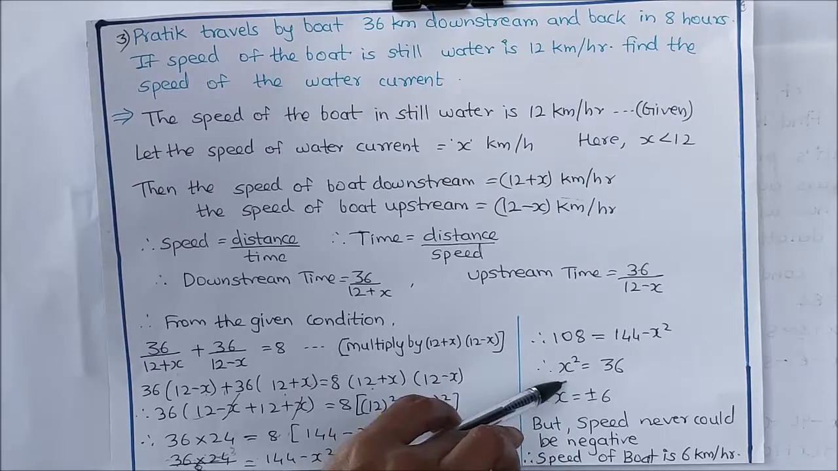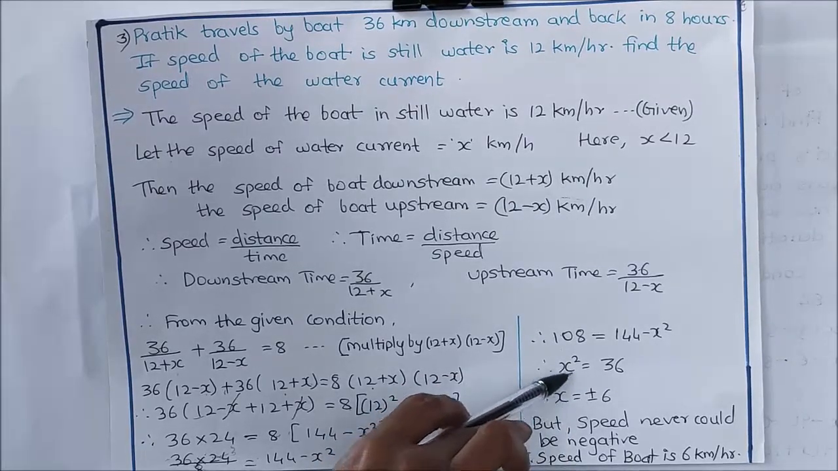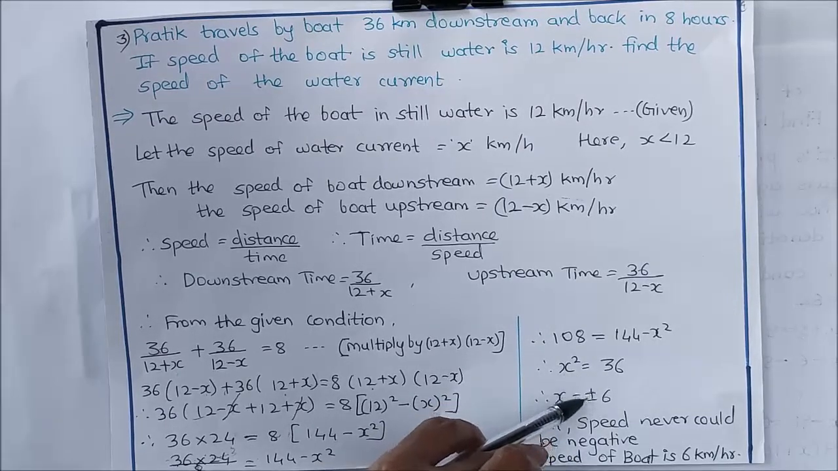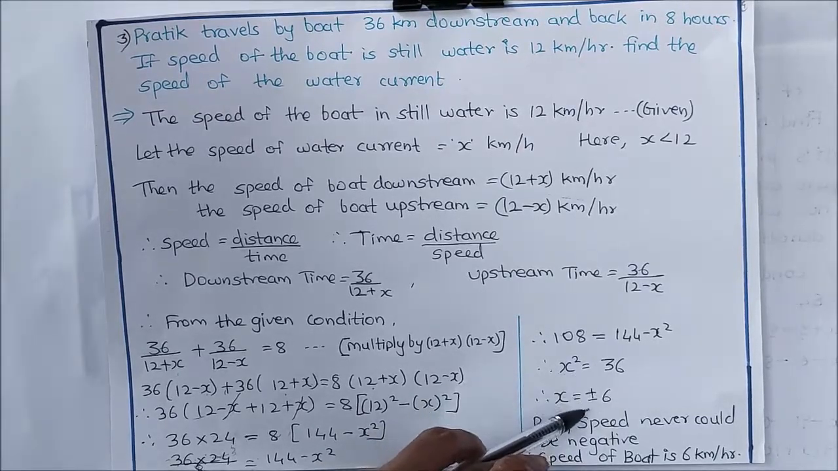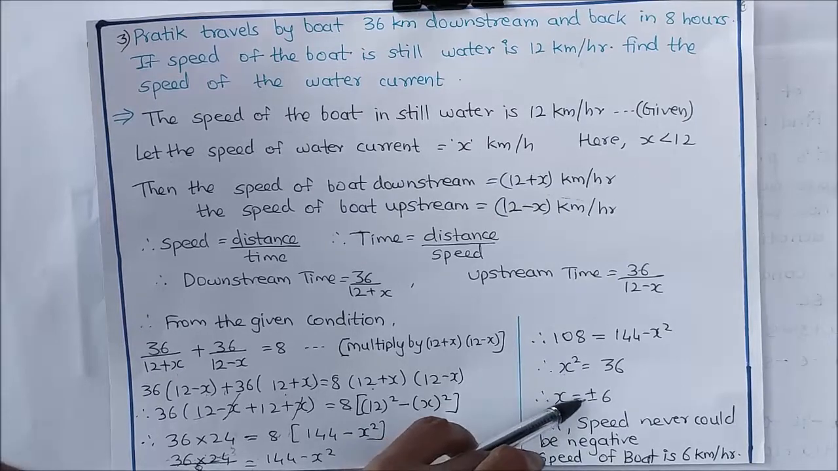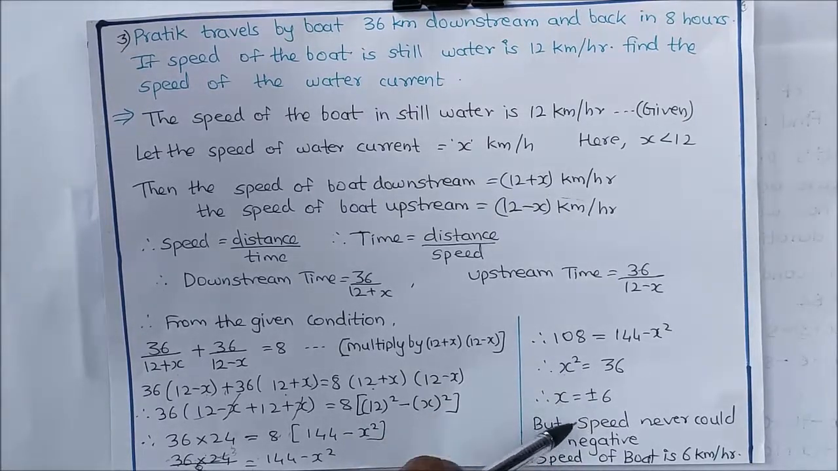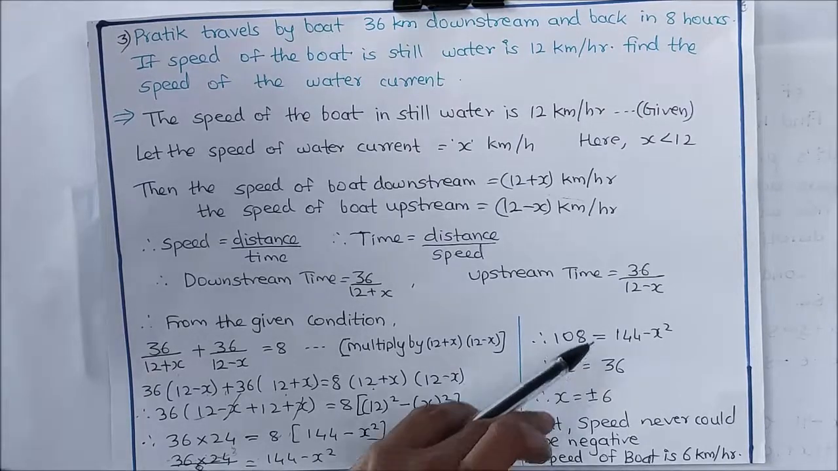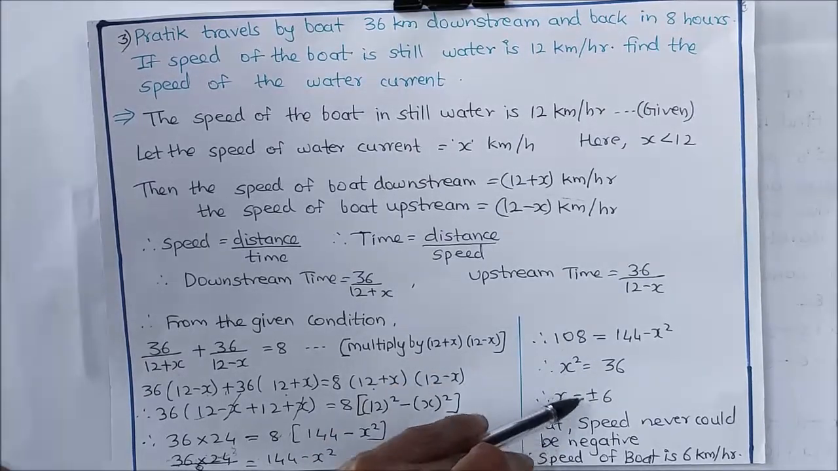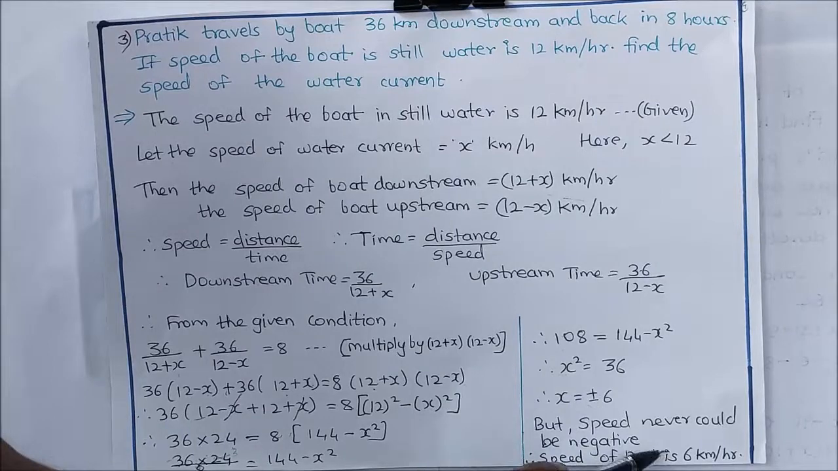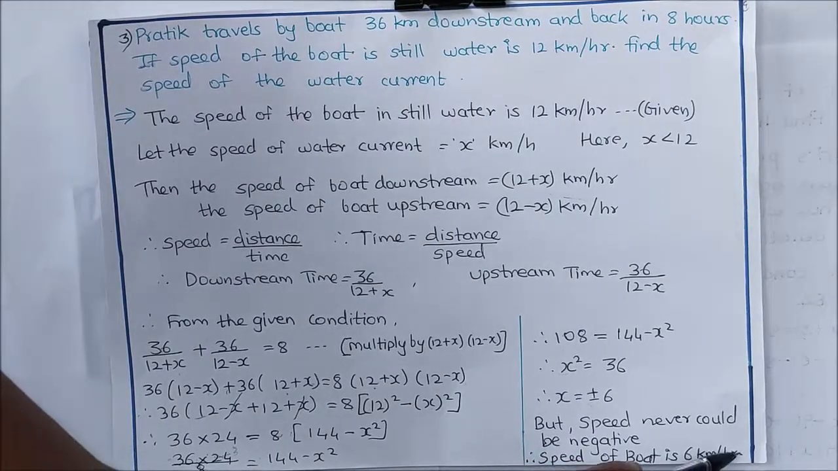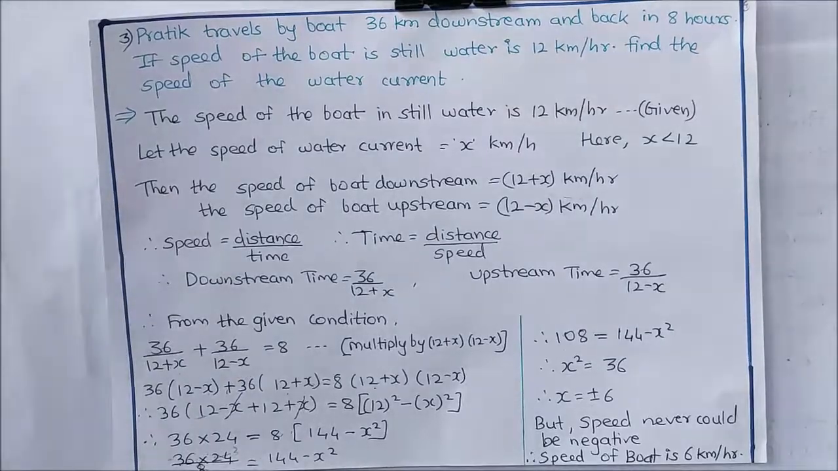We will take out square root. When we take square root of this, x equals to square root of 36 is 6. It's square of 6. Therefore plus minus 6. Now speed we calculate in positive. We never calculate negative. Therefore we consider speed of the water current x equals to 6 kilometers per hour.